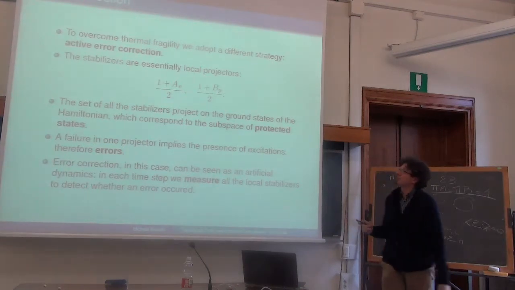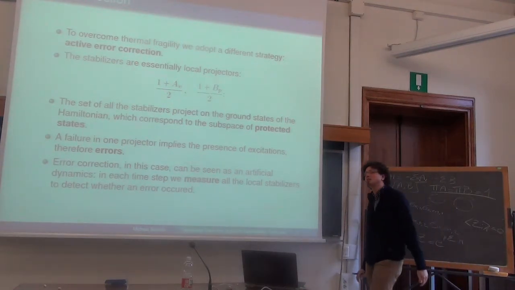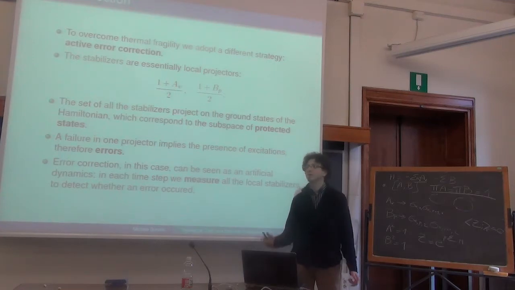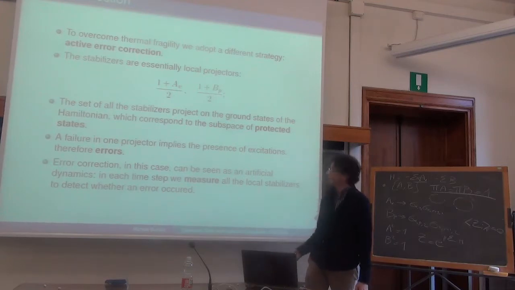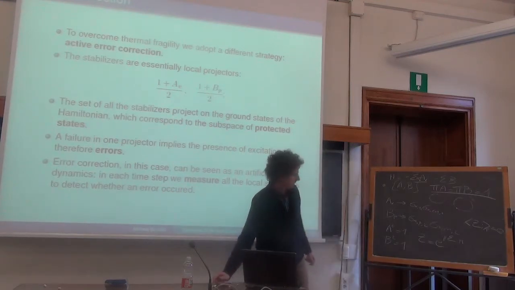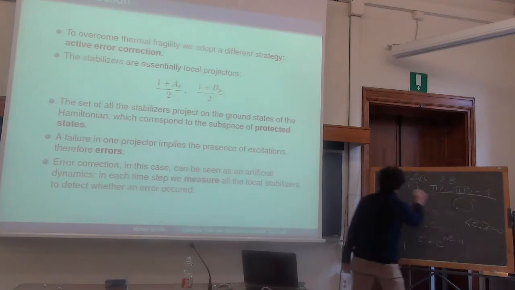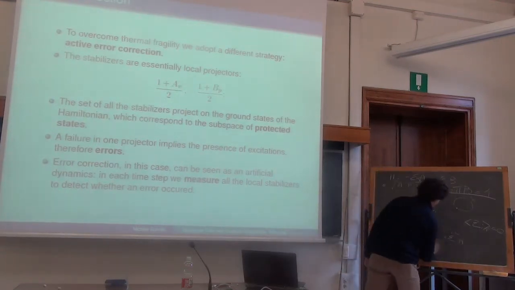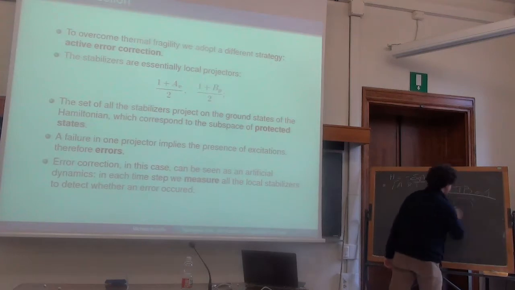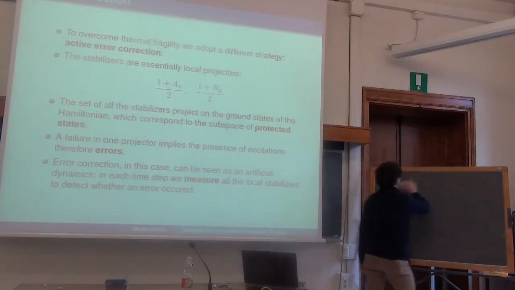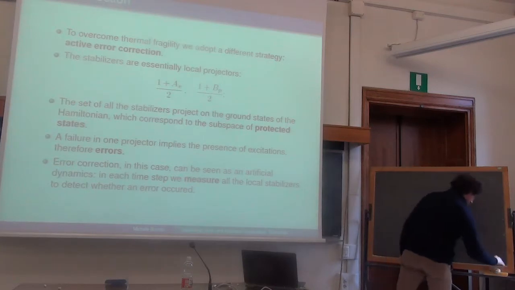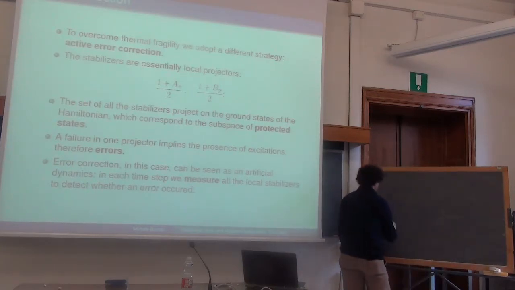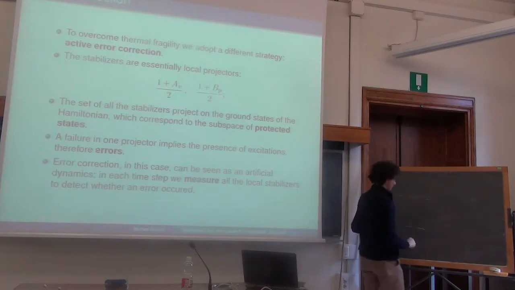This is due to the fact that error correction, in my opinion, is a sort of way of actively implementing the dynamics of the system in an artificial way. So what is error correction? Let us start again from the usual picture of the spectrum that I've already shown you many times. We want to preserve the information which is stored in a set of degenerate ground states, and we want to avoid any sort of transition from here to there.